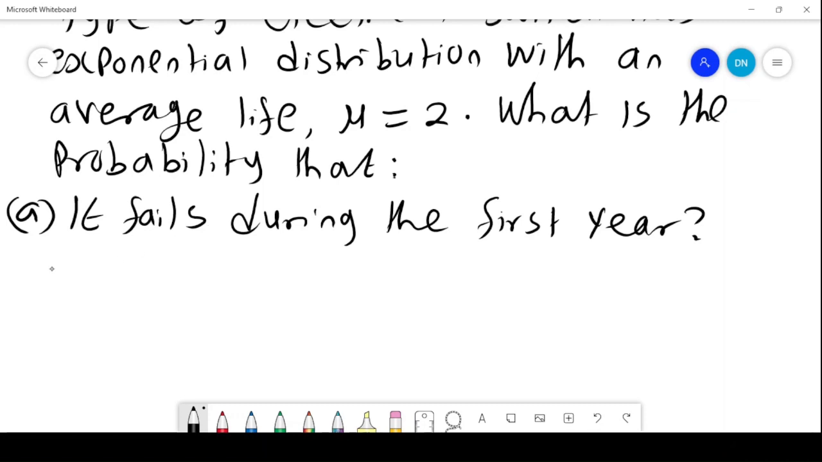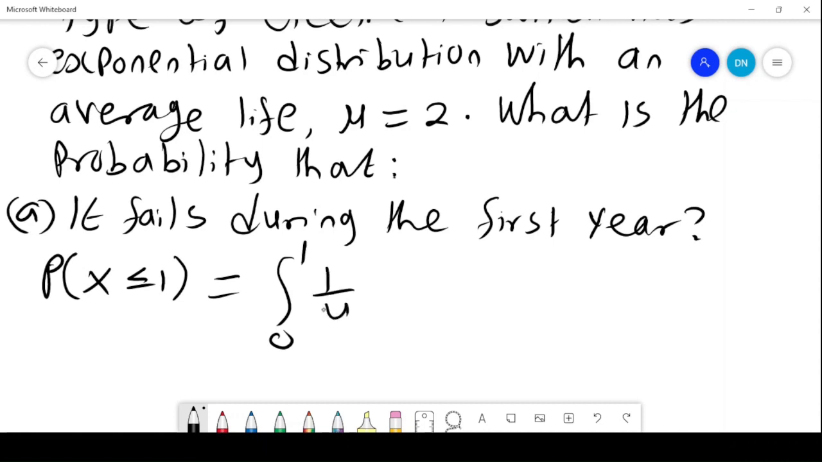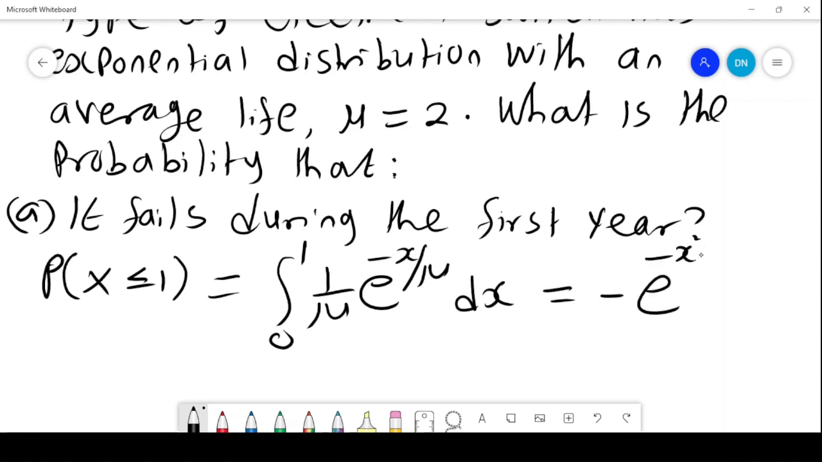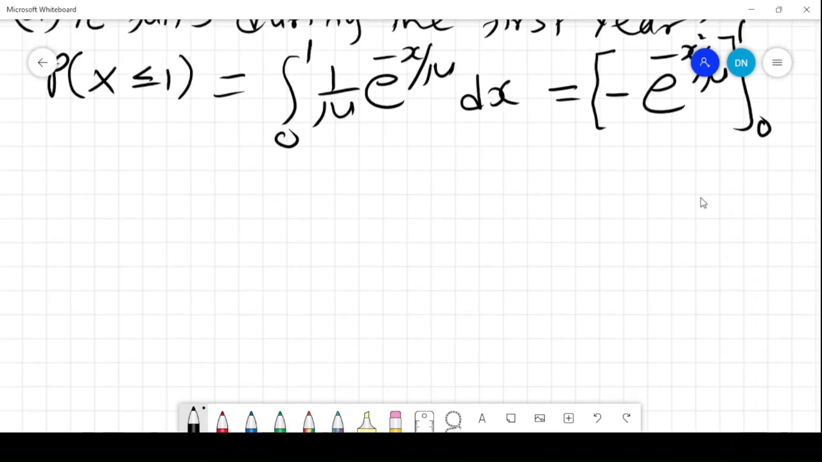That means the probability that x is less than or equal to 1. So it is the integral from 0 to 1 of 1 over mu e raised to the power negative x over mu dx. And we know that mu is equal to 2. If we do the computation, it will give us negative e raised to the power negative x over mu, and we know the value of mu, mu is 2, from 0 to 1.